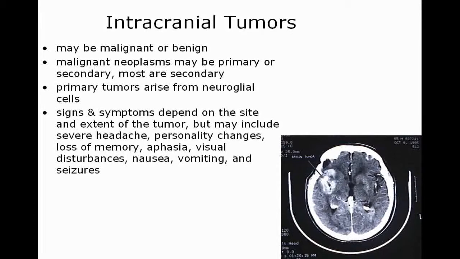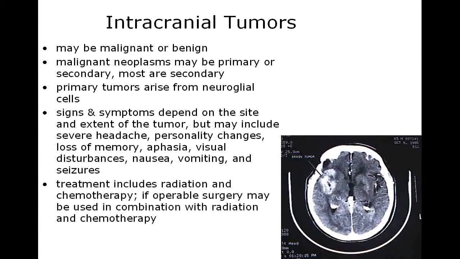Signs and symptoms depend on the site of the tumor. Again, I take you back to the very first picture that I showed you in the chapter that involves the different areas of the brain that control different parts of the body, even the specific area that controls personality. Signs and symptoms of the brain tumors depend on where the brain tumor is located. Treatment includes radiation and chemo, and if it's operable, surgery could be performed, maybe even a combination of surgery, radiation, and chemo.